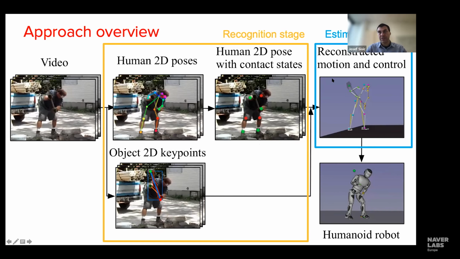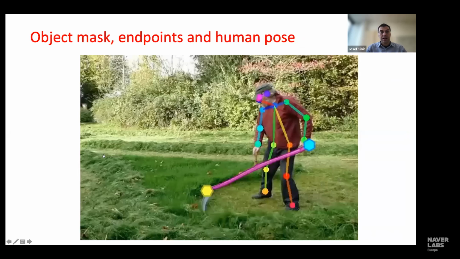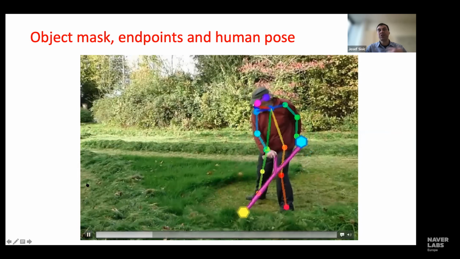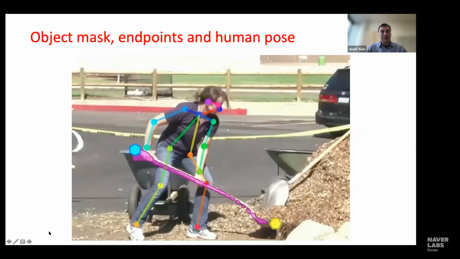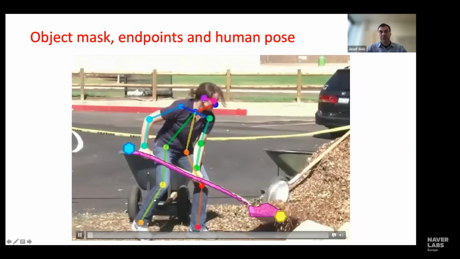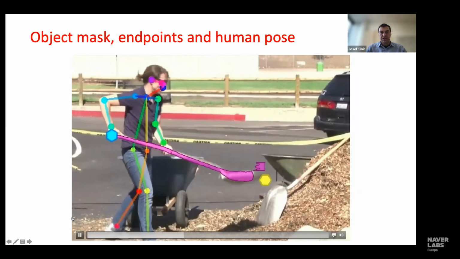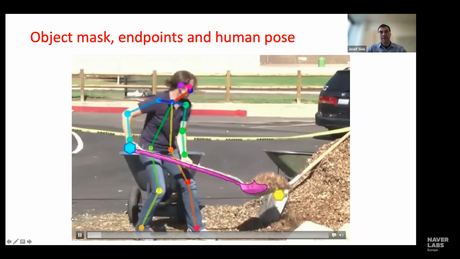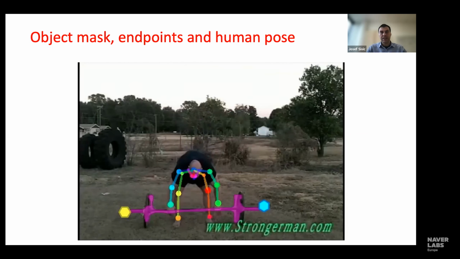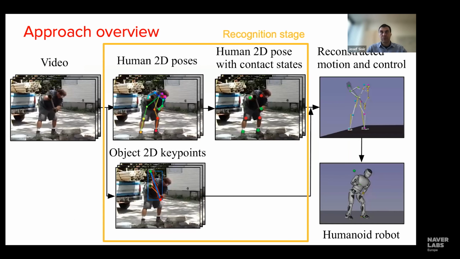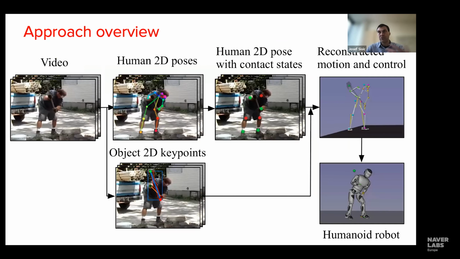Just to show you, here are some examples of the 2D measurements extracted from the video. Another example here, and I will be coming back to this example later. So given these 2D measurements, in the estimation stage, we reconstruct the motion.